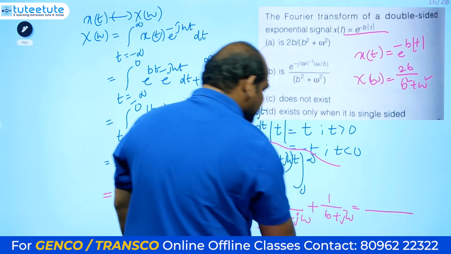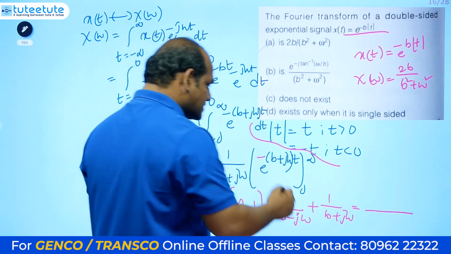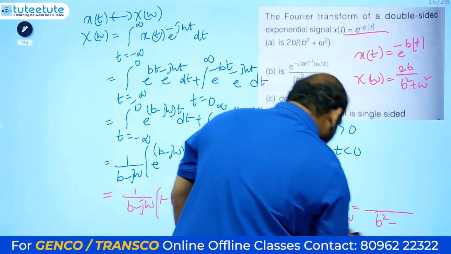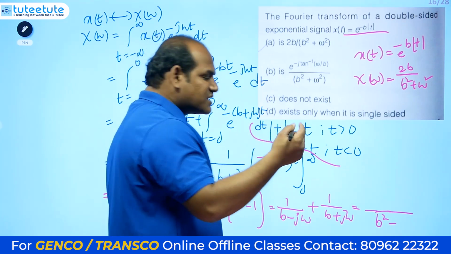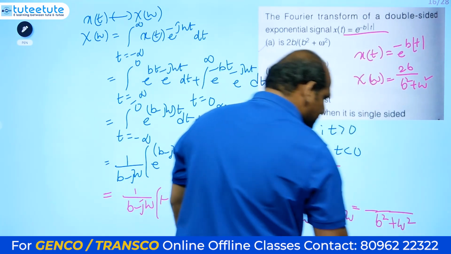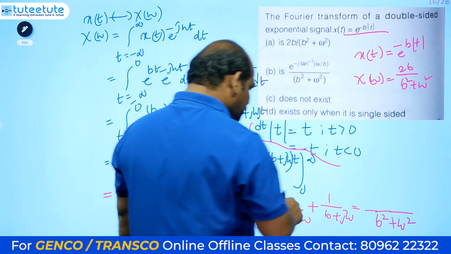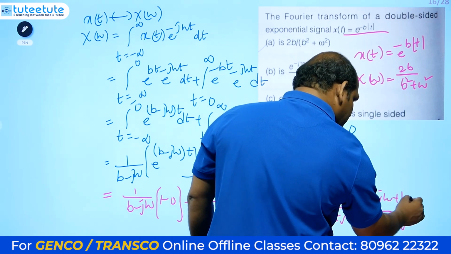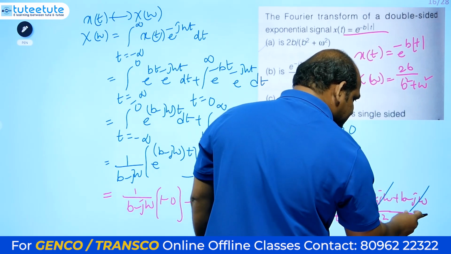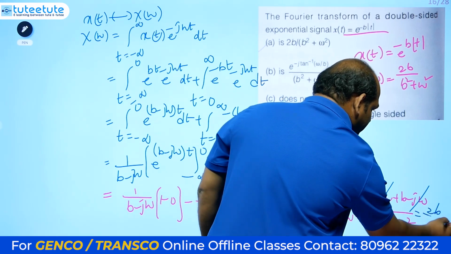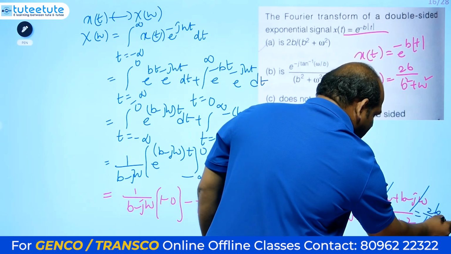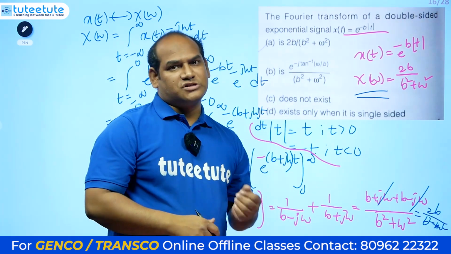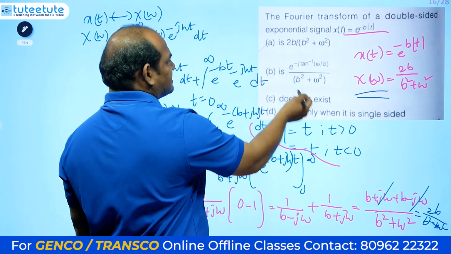So it is a minus b into a plus b, so a square minus b square. What we will get? B square minus j omega square, that means j square omega square, that is 1 plus 1, plus only we will get, minus into minus is plus. Now in the numerator, b plus j omega plus b minus j omega, so j omega will be cancelled, so finally you will get 2b by b square plus omega square. This is a standard one, you have to remember this one. This will be helpful to solve other questions also. So as I said, this is the correct option.